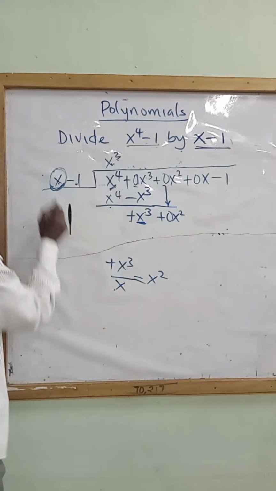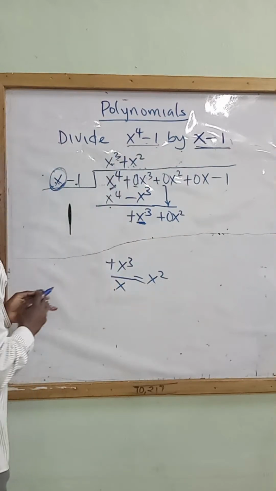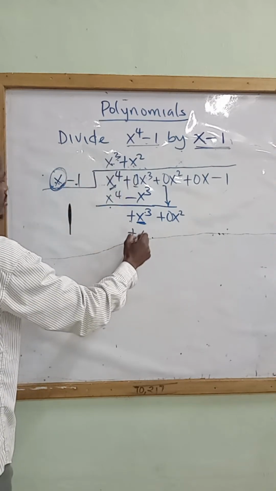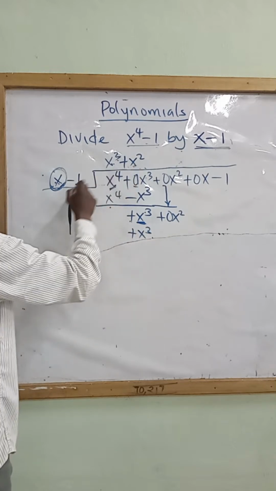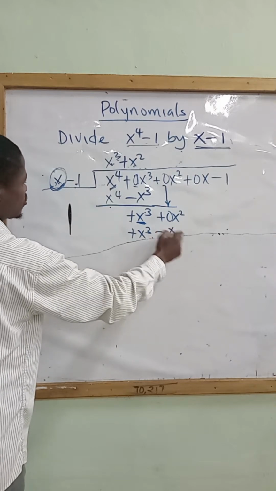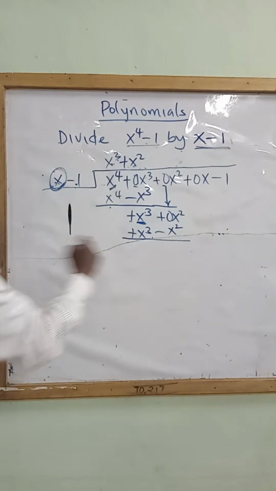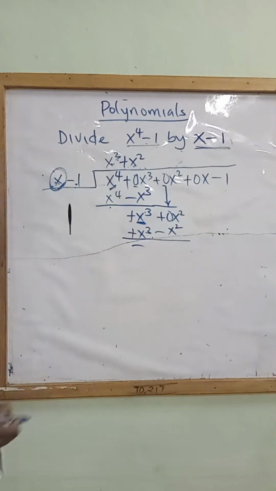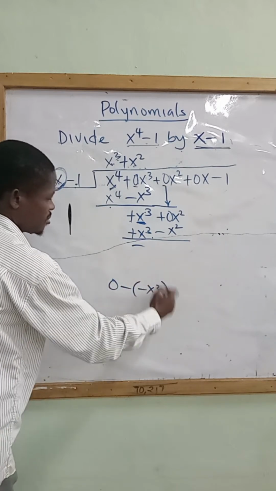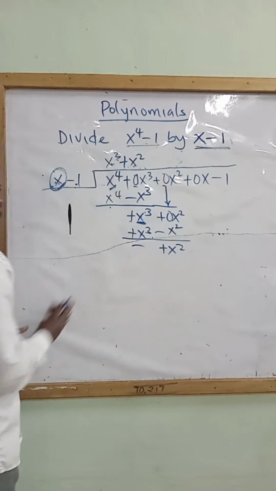And then you divide by this one. So we have plus x squared, and then repeat the process. x squared times x, that's x cube. x squared times minus 1, minus x squared. Do the subtraction. So x cube minus x cube, 0. Then we have 0 minus x squared, so that's a plus x to the power 2 in that place.